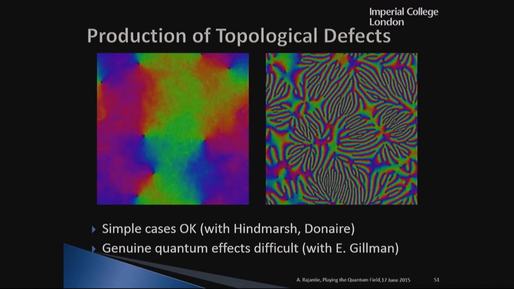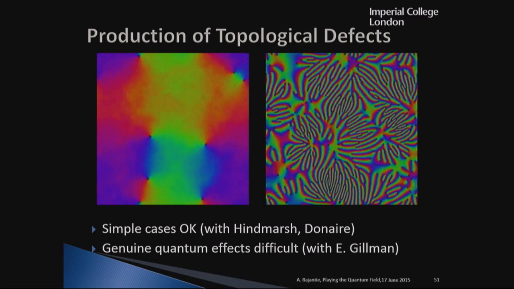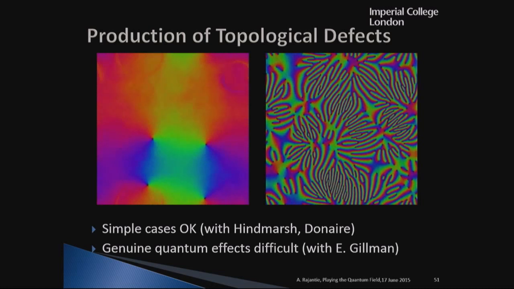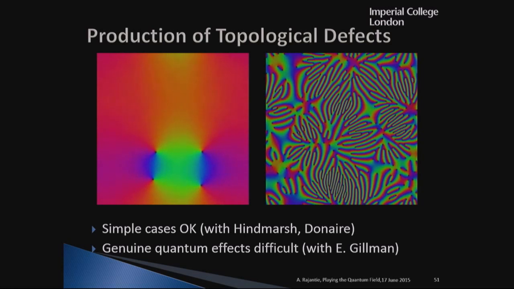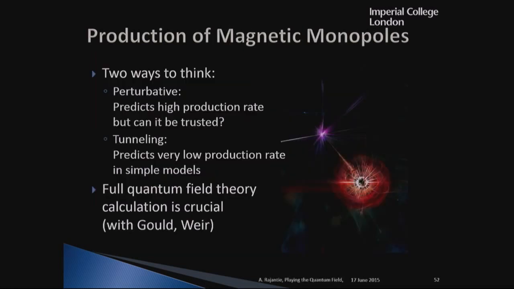In some cases, like here, you can see a simpler but analogous object to magnetic monopoles. We can describe and understand the production of some topological defects very, very well. But in general, when you have genuine quantum field theory effects involved, then the calculations become difficult. And unfortunately, that is precisely the case with magnetic monopoles.